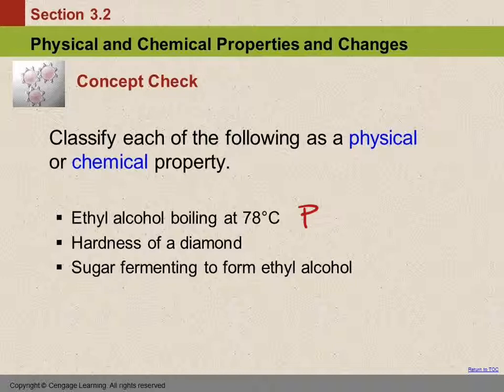How about the hardness of a diamond? Diamonds are very hard. Physical or chemical? Physical. You can demonstrate that a diamond is hard without changing what it is. How about sugar fermenting to form ethyl alcohol? Chemical. So the clue there is to form. Here's a description of one thing changing into something else. That's a chemical property.